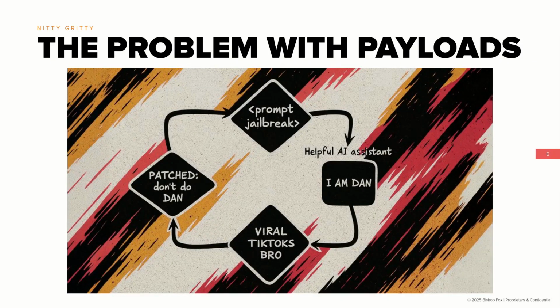These kinds of prompts, or jailbreak prompts, whatever you want to call them, have a life cycle. New ones are discovered all the time, but it starts with a prompt jailbreak getting discovered, and the helpful AI assistant completely complying with it, such as saying, yeah, sure, I am DAN. And then everybody goes on the internet, makes viral TikToks, videos, blog posts, etc., showing the AI doing things it's not supposed to do. And that results in the developers of these models patching the weights behind them to say, don't do DAN.